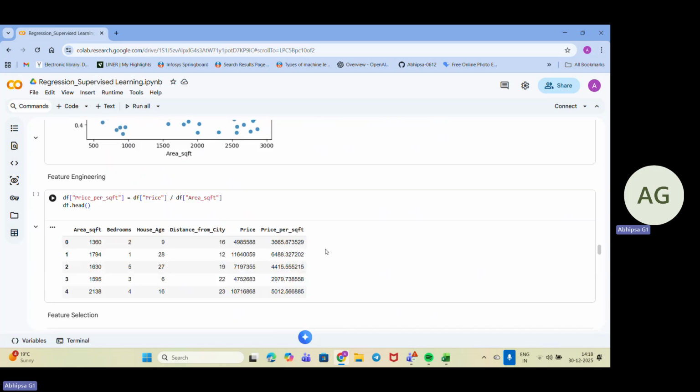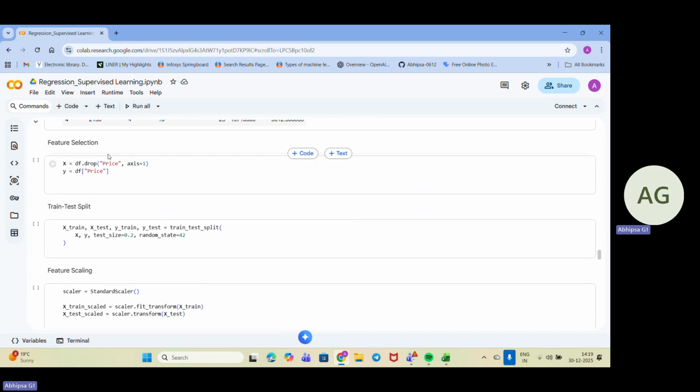Okay. Now we have done the feature engineering because we have used price per square feet that we have included up here. Price is already there in my data set, so I have taken price divided by square feet. So here I am getting the price per square feet. I have taken this as feature engineering. I have added this. Next, I have done the feature selection.